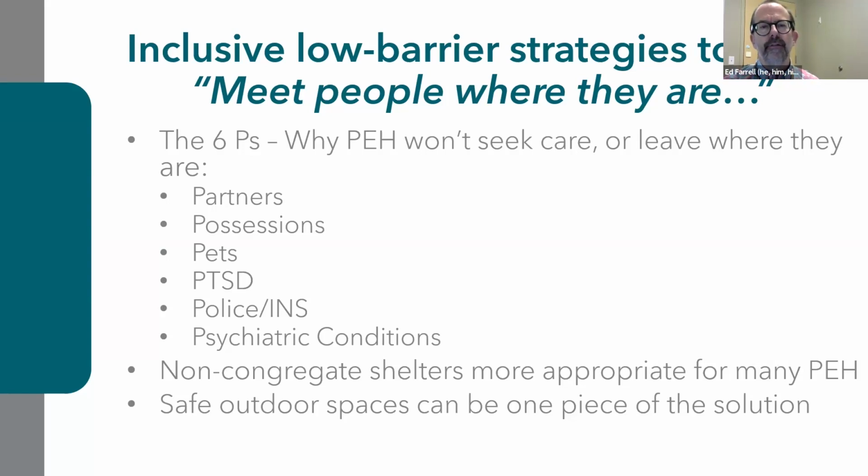We like to talk about the 6 Ps, why folks won't seek care, why they won't leave where they are. They need to take care of their partners. They don't want to lose their possessions, their medications. They're connected to their pets, a great coping mechanism. Many places will never allow pets. They have severe PTSD or trauma. They're fearing the police or INS and deportation, or they have psychiatric conditions.